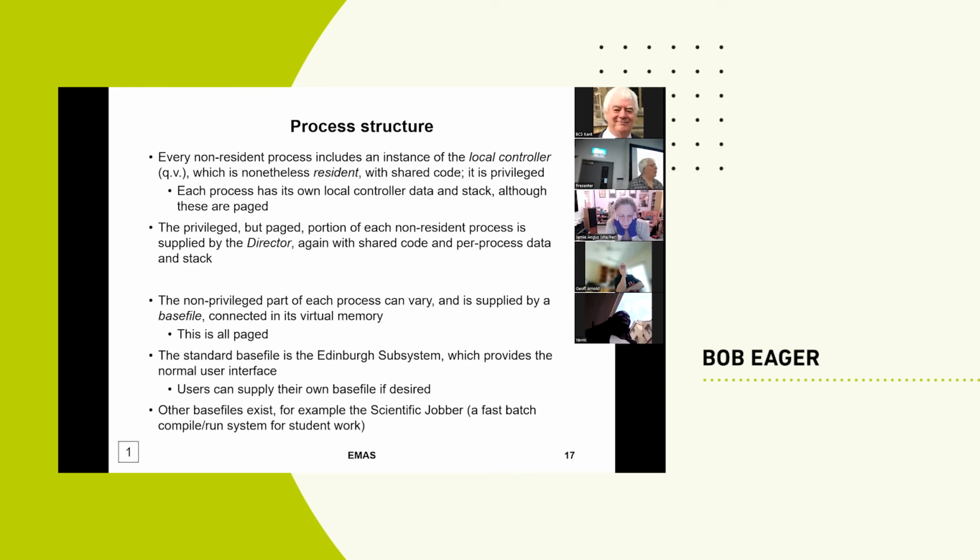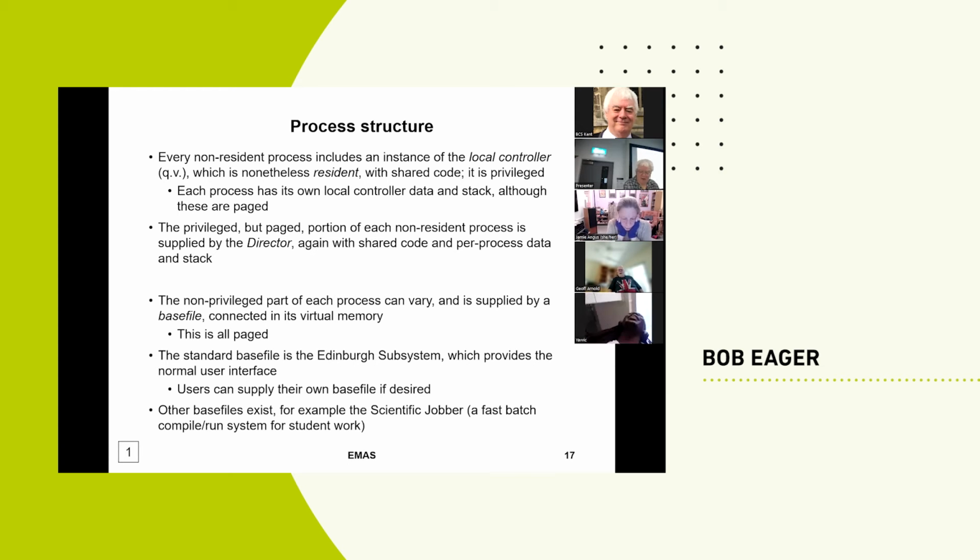And then lastly, you've got the non-privileged part of each process, totally non-privileged, and you can do what you like in there. You provide something called a base file, and the base file can contain whatever code you like, and it's all paged. It's connected to virtual memory, and in practice, there are very few different base files. The main one was the Edinburgh subsystem base file, and that's a normal user interface. When you log in, you'll see the Edinburgh subsystem. But you could supply your own if required, and some brave people did.